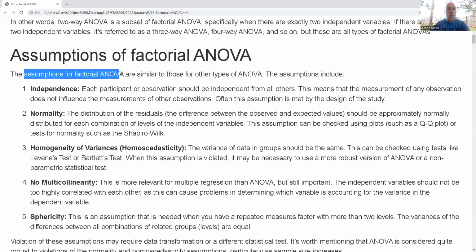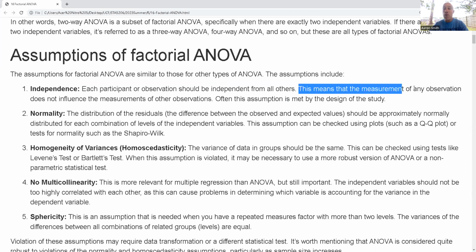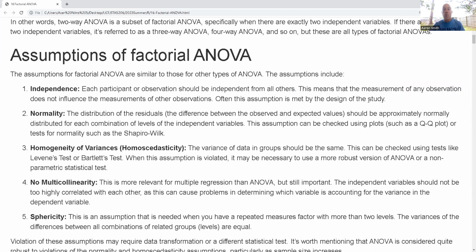So the assumptions for factorial ANOVA are similar to the ones that we looked at for one-way and two-way ANOVA, but it gets more complicated because I've got more independent variables. My first assumption is that we have independence between observations. Each participant or observation should be independent from all others. This means that the measurement of any observation does not influence the measurements of other observations. Often this assumption is met by the design of the study. And so this is saying we're not in a situation where I have, like, time series that are autoregressive.